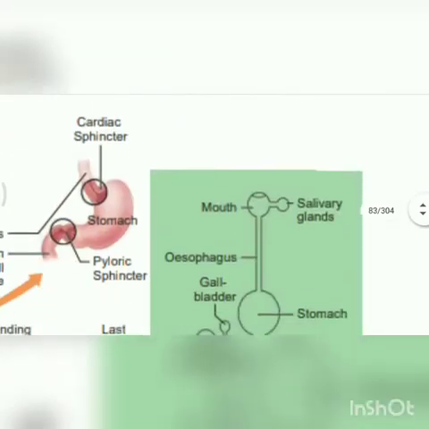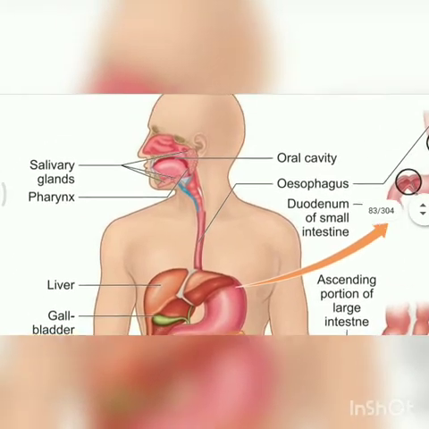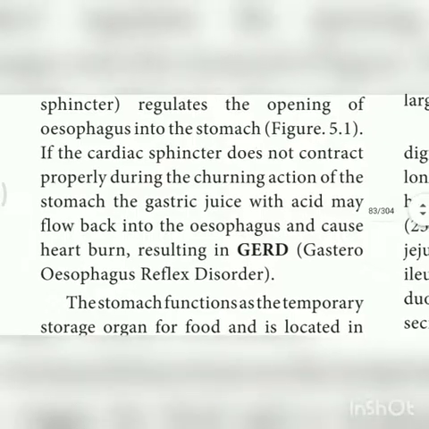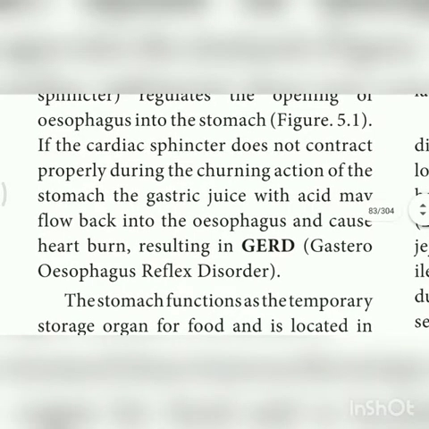And the next important 2-mark question is GERD, G-E-R-D. If a question on GERD is asked, you have to write it fully. GERD means gastroesophageal reflux disorder. If the cardiac sphincter does not contract properly during the churning action of the stomach, the gastric juice with acid may flow back into the esophagus and cause heartburn, resulting in GERD. You have to write fully, then only you can score marks, right?